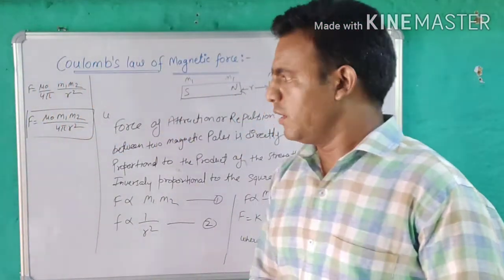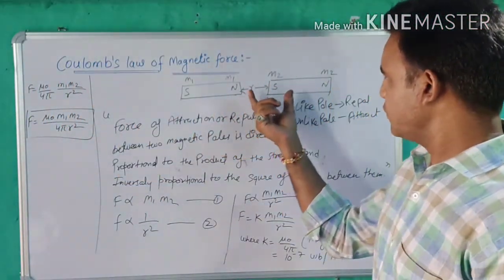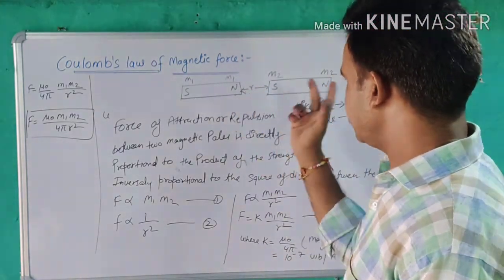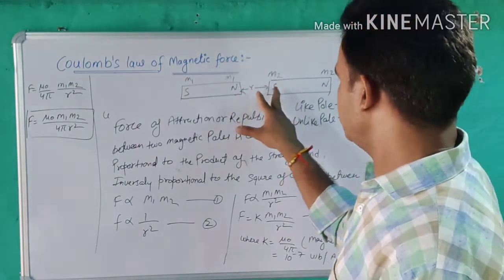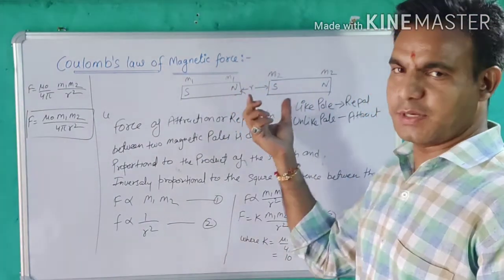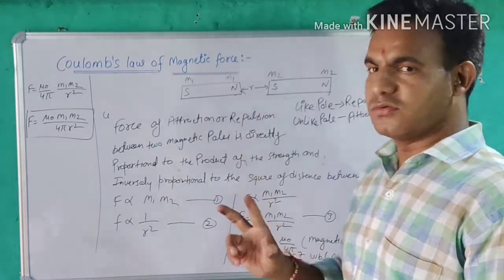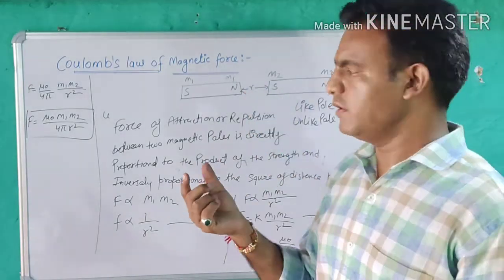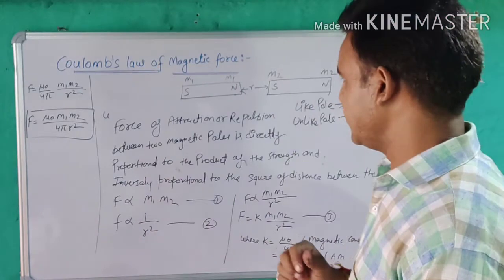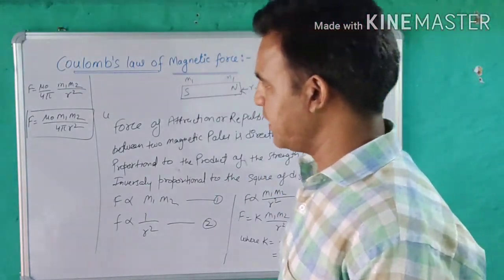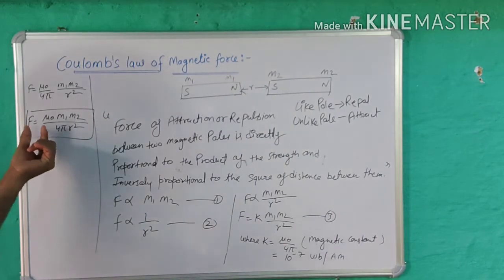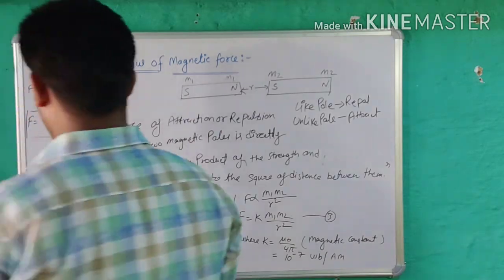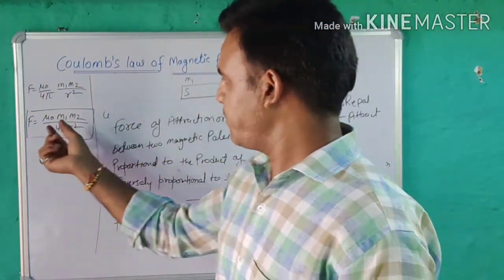Now using this formula, we can find the magnetic force between the two magnetic poles. And what is the nature? When the poles are like poles, the force will be repulsive in nature, and when the poles are unlike, the force will be attractive in nature. From this equation, F equals mu 0 M1 M2 upon 4 pi R square, you can see what the magnetic force depends on.